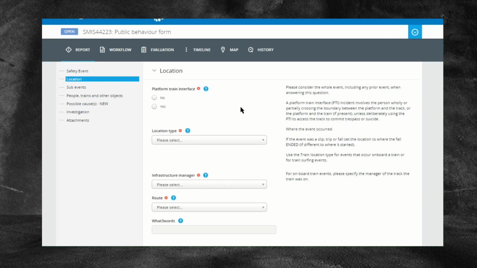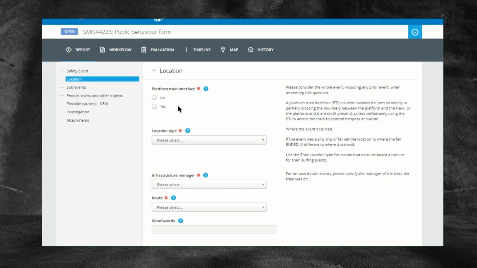First up is the text in relation to the platform train interface, or PTI, question, which provides you with a definition to help you answer the question here on the left. It says, a platform train interface PTI incident involves the person wholly or partially crossing the boundary between the platform and the track, or the platform and the train, if present, unless deliberately using the PTI to access the track to commit trespass or suicide. What this last bit is basically saying is that you never select yes to the PTI question if a person is deliberately accessing the track from a station platform.